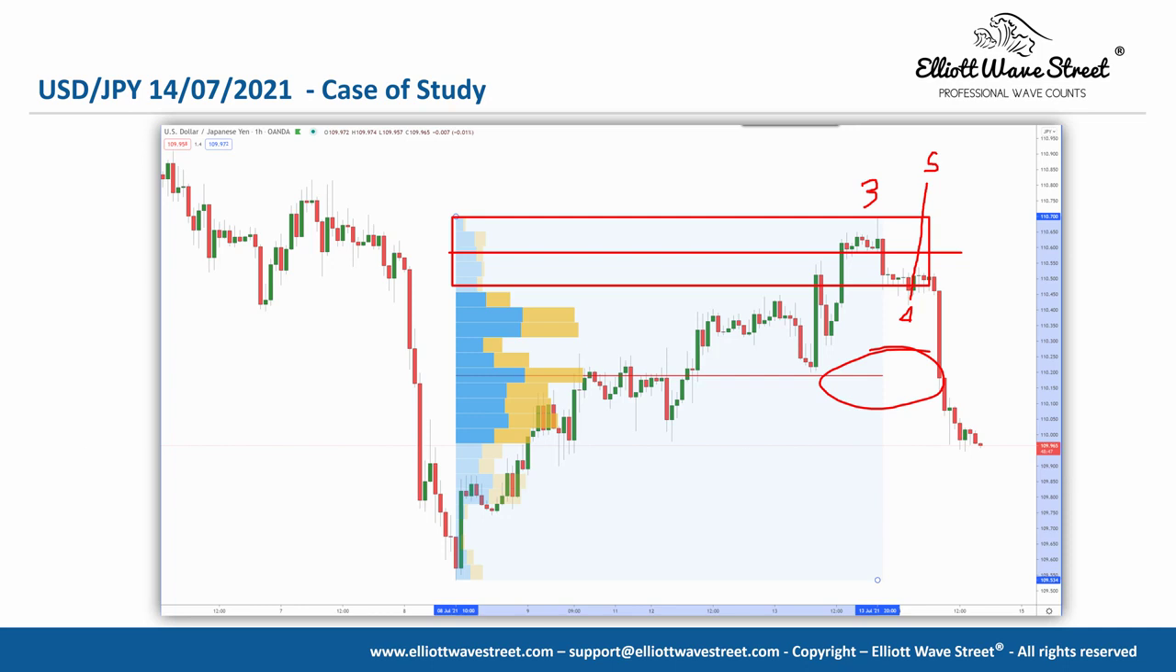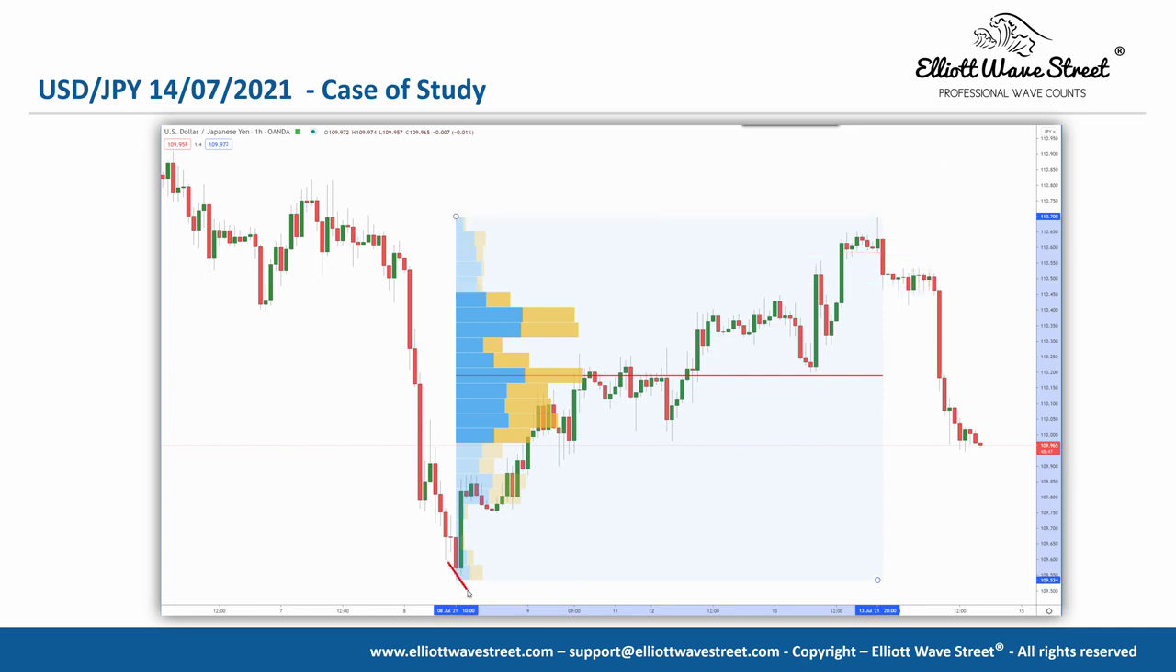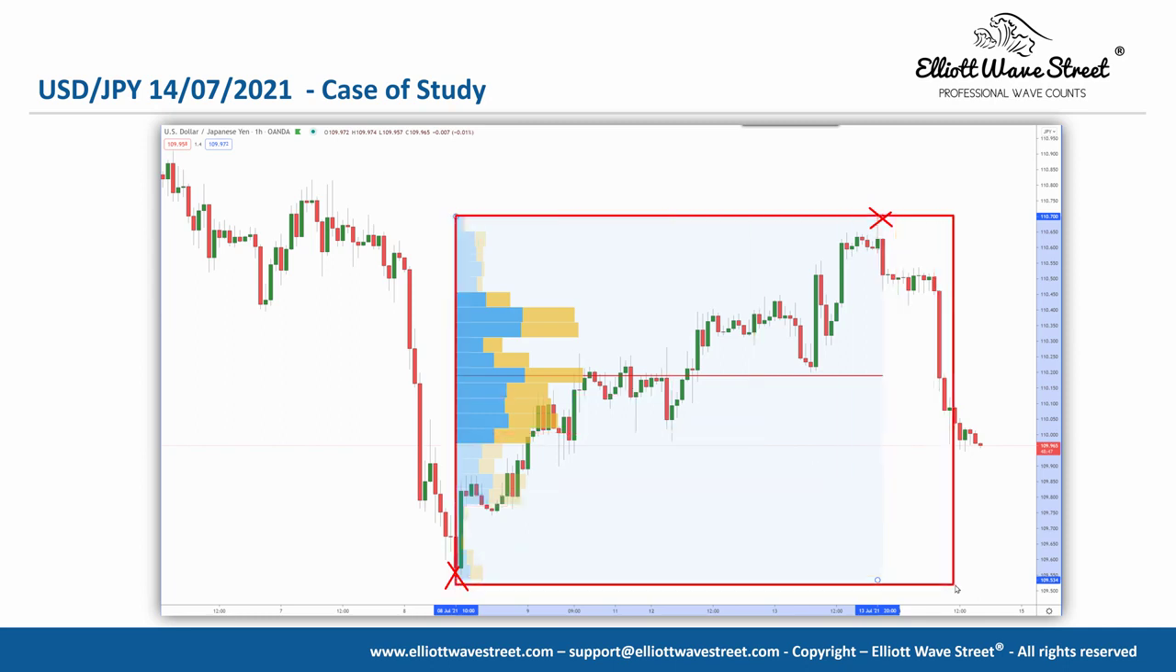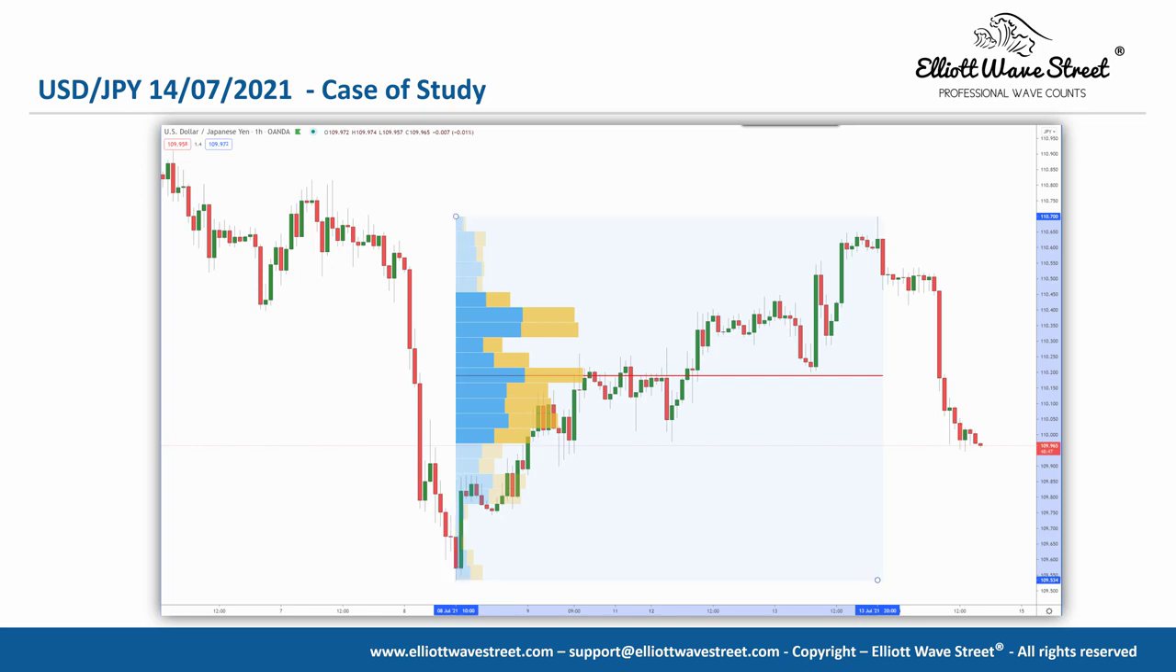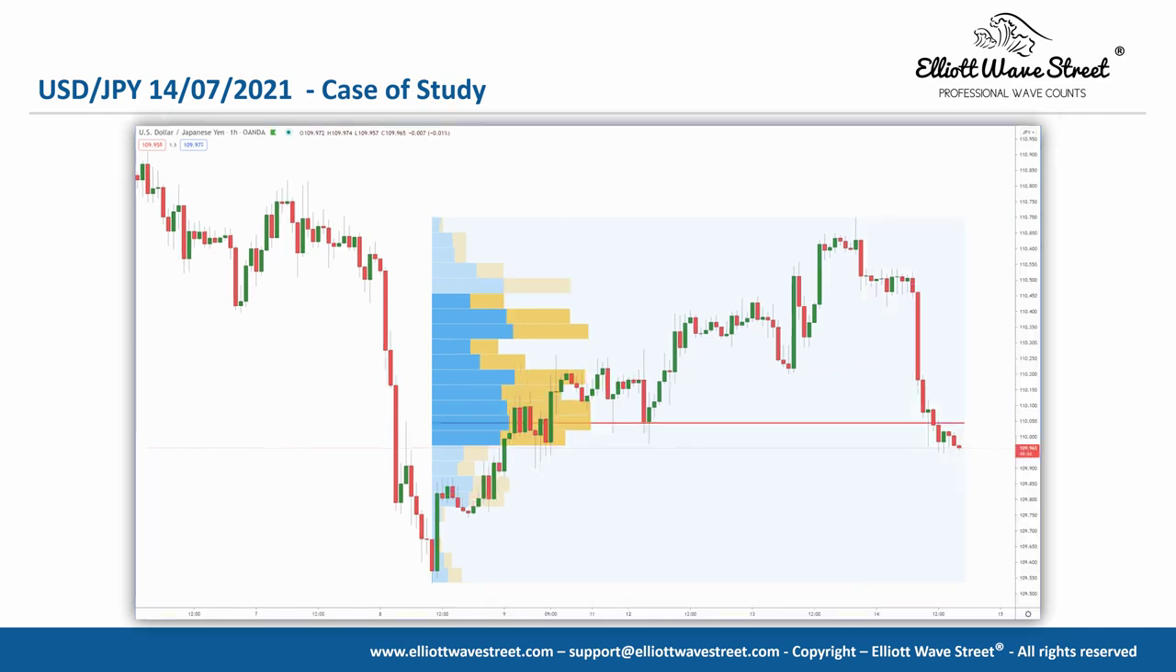And look, here I'm doing the profile from the low to the high. Only this area, the corrective wave. What happens if I do the profile of this entire area, taking care of this price as well? Is it going to be a completely different analysis? Well, let's have a look. It's the same, right? It's the same.